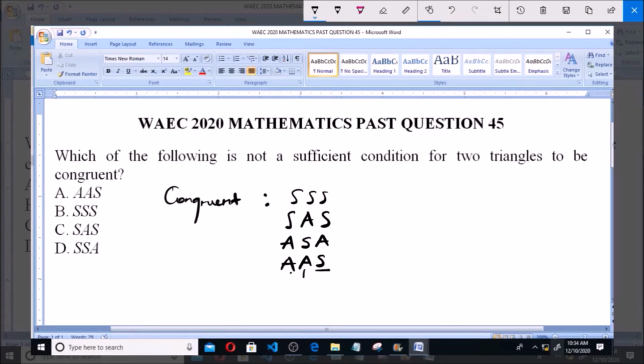But if you look at the options, the only option that is not part of these four statements is option D. Here it says that two sides are the same, then the angle after them is the same, which is wrong. So this makes it the answer to the question. These are the four conditions for two triangles to be congruent. So this is the answer to the question.